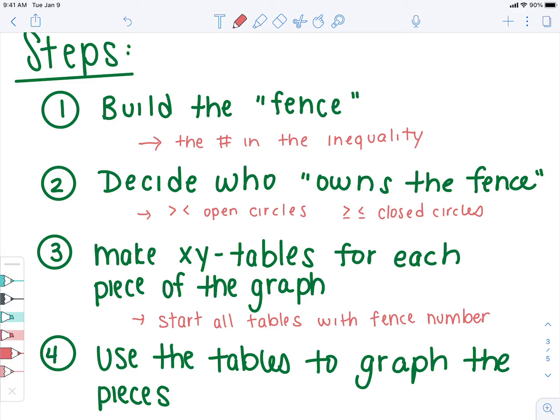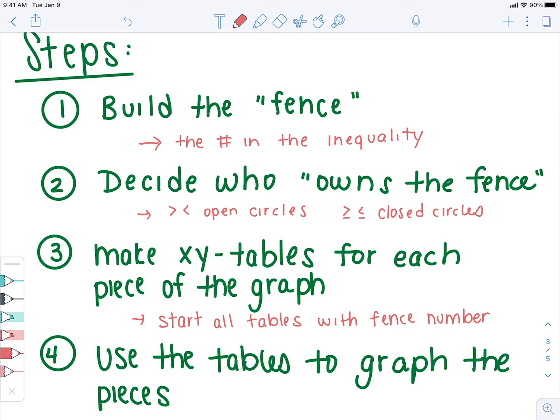But if you have more than 2 pieces, you're going to have multiple fences, which means there'll be more numbers in your inequalities. Like if you had 3 pieces, there's going to be 2 different numbers in your inequalities to break the graph into 3 chunks. So you'd have 2 fences, and then you make a table for each piece of the graph. So if you had 3 pieces, you should make 3 tables. If you had 10 pieces, you make 10 tables.